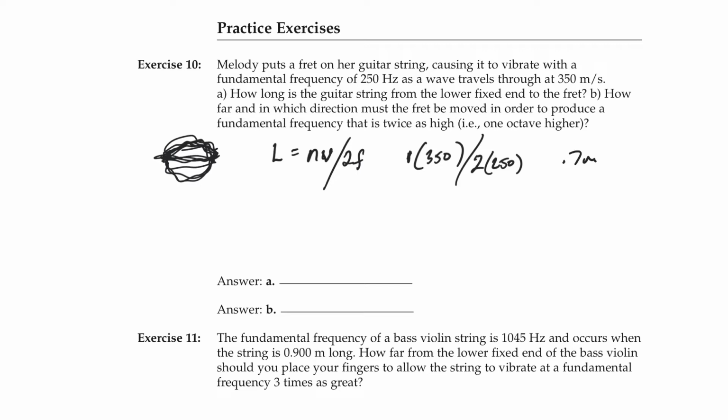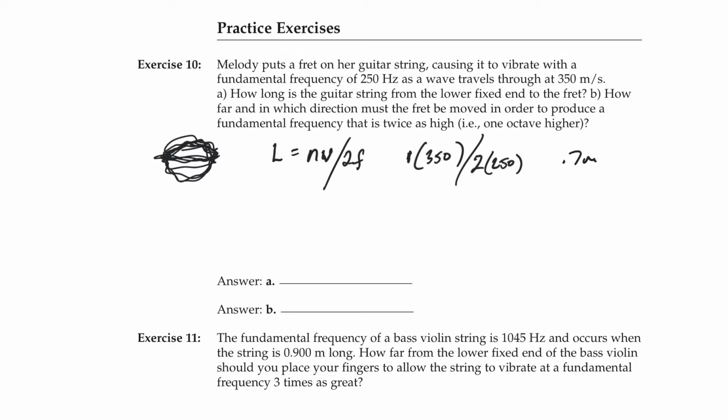So that length of the string from the bottom of the guitar to the top, and remember a meter is about 3 feet, so that's one of the long strings, and her finger's not very far up the fret, is 0.7 meters. Now, the second question said, how far and in what direction must the fret be moved to produce a fundamental frequency twice as high?